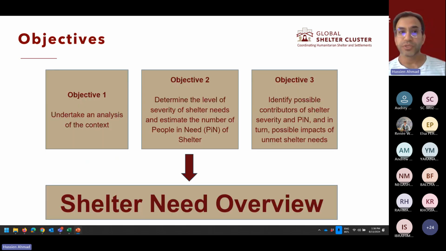We have the 3 objectives: to do the context analysis, calculate severity and pain, and identify some other factors that affect the severity and the pain of the shelter needs, met and unmet shelter needs. Ultimately, we are looking forward to having the shelter needs overview that will give us a comprehensive overview of the shelter needs in one context or another.